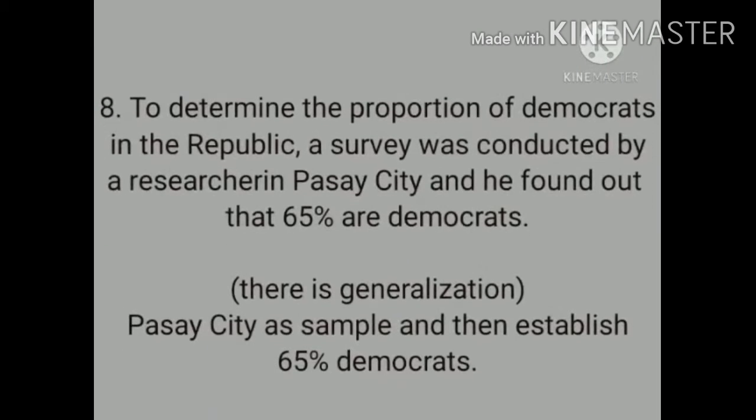To determine the proportion of Democrats in the Republic, a survey was conducted by a researcher in Pasay City, and he found out that 65% are Democrats. There is generalization. Why? Because the researcher took Pasay City as a sample and then established that 65% are Democrats.